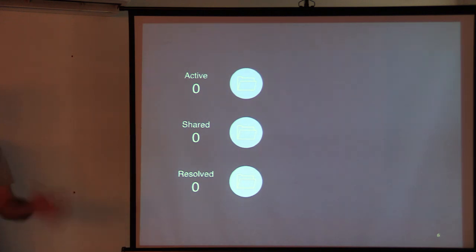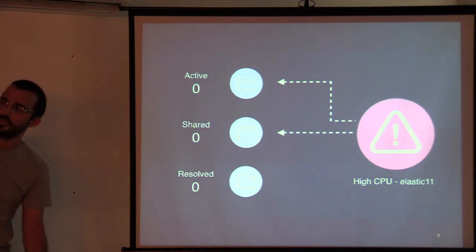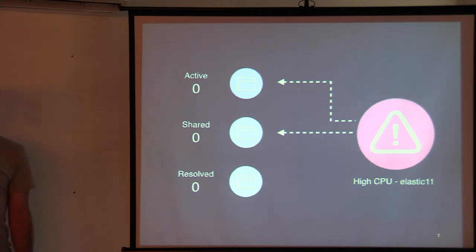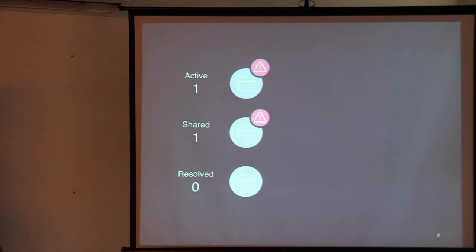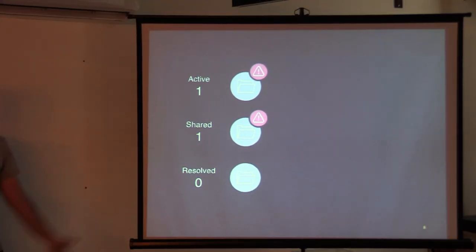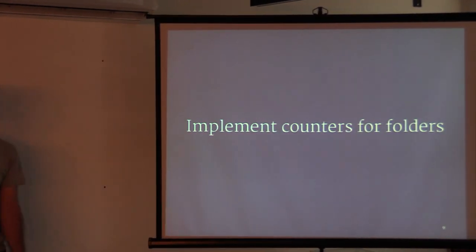So the guys look at the screen and have nothing to do. They continue to scroll on Facebook. Life is good. Then an alert comes in. Let's imagine we've got some high CPU in one of our Elastic servers. And that alert is going to enter two folders. It's going to enter the active folder, and it's going to enter the shared folder. Then what happens? The folder counters will be incremented to one, and the guys will see, wait, I've got a count of one. Let's click on the folder and start resolving the issues. So that's the story. And the job we are going to do today, this is a real job we've done here at BigPanda, is to implement the counters logic for those folders.